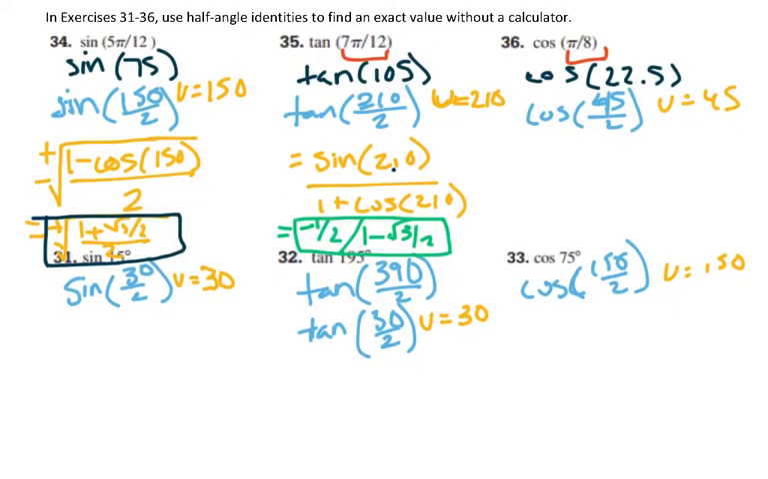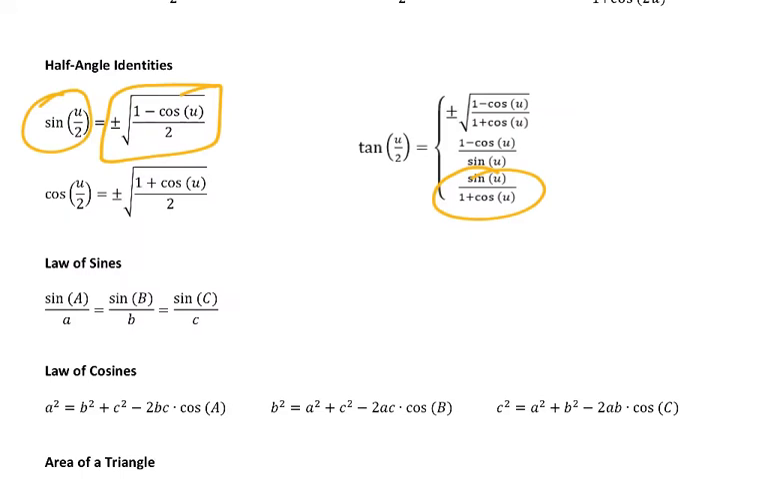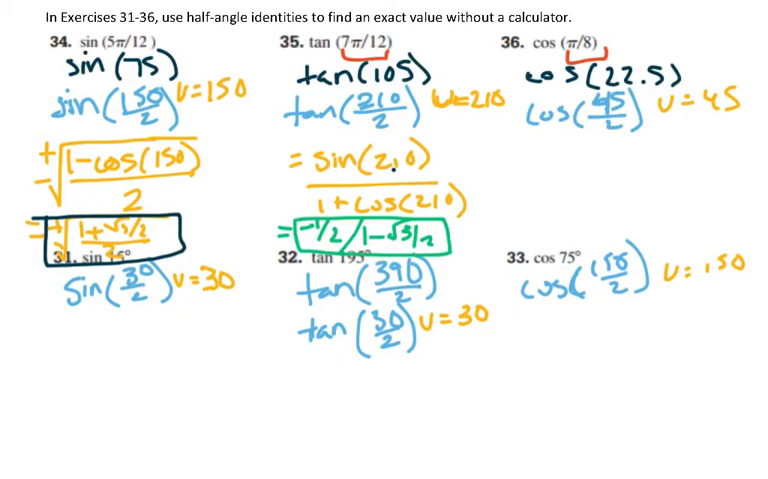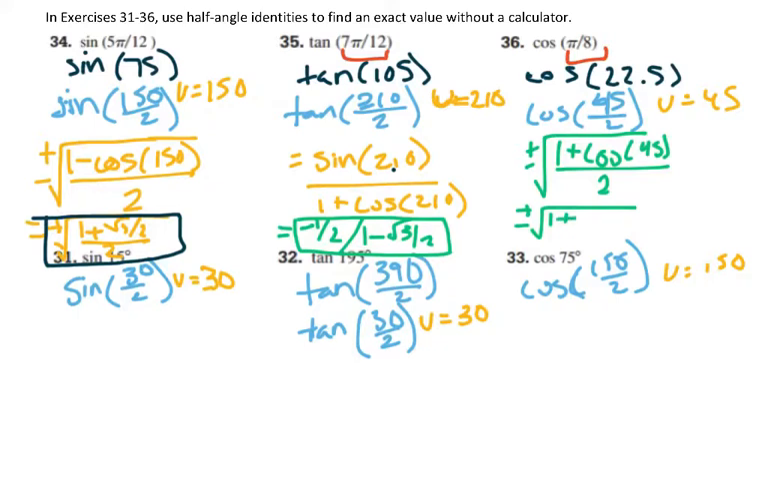Alright, so then we have cosine, the next one. And cosine, according to our formulas, is going to be 1 plus cosine of u over 2. So we're going to have plus or minus 1 plus instead of minus cosine of 45 over 2. And so technically cosine of 45, let me see, is square root of 2 over 2. And then that's going to be over 2.